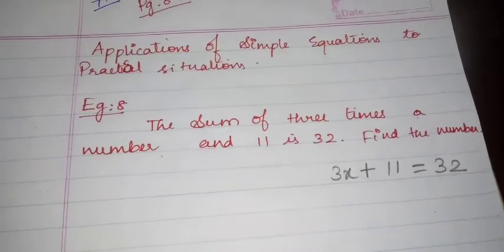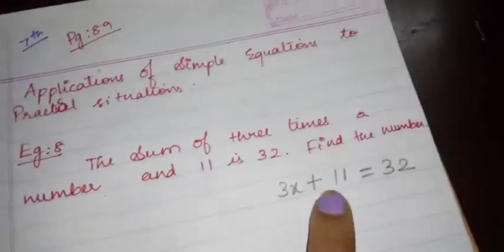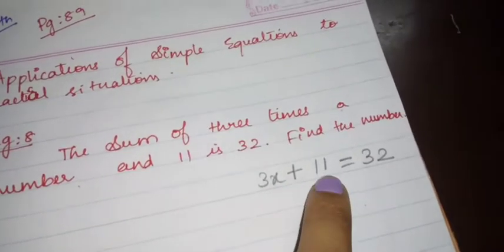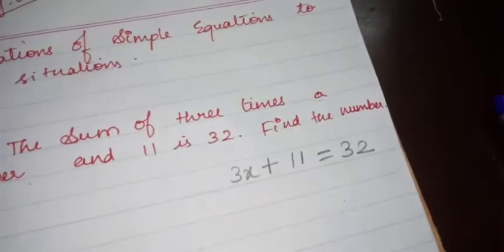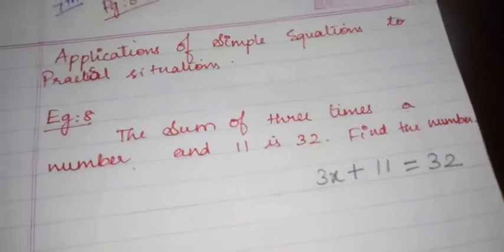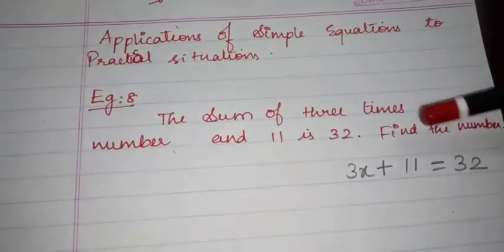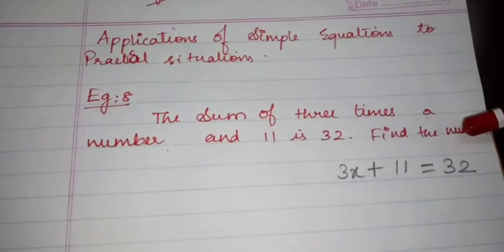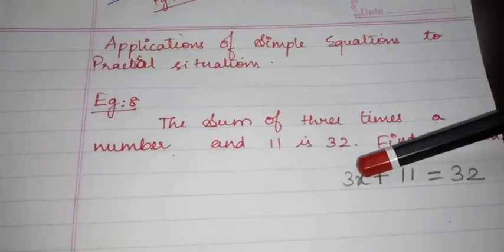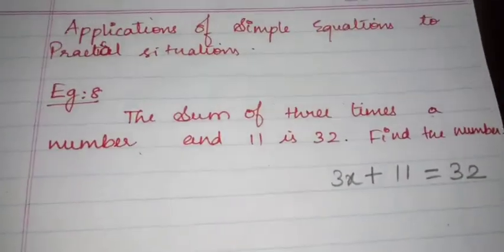Like this you should frame the equation. See, sum of 3 times a number and 11 is 32. So this is your equation which we framed from this given statement. So we should find the number. What is the number here? x is the number because x I don't know. That's why we have to find the value of x.